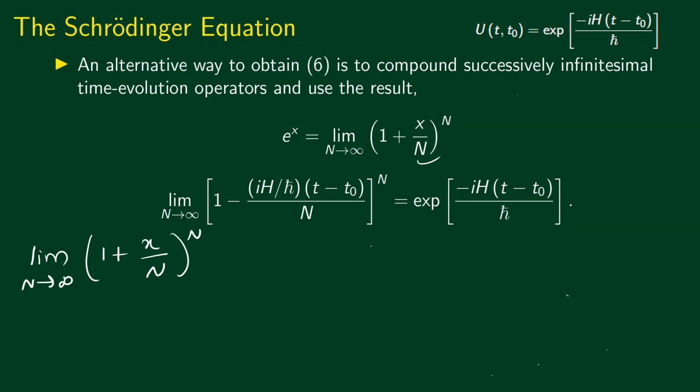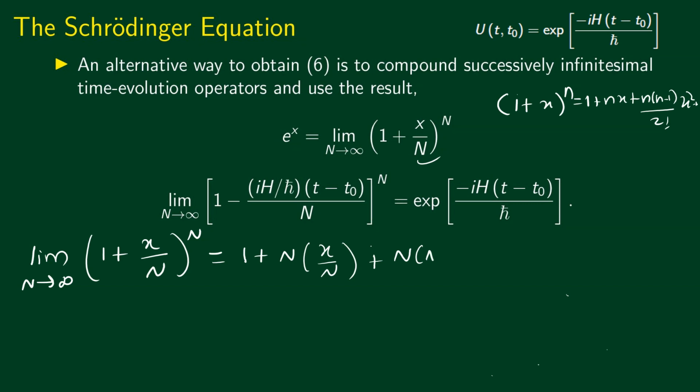Now when n tends to infinity, that means that this x by n here is very small. We can use the binomial expansion. The binomial expansion says that if x is small, 1 plus x whole raised to n is equal to 1 plus nx plus n into n minus 1 by 2 factorial x square plus etc. This is called the binomial expansion. So let's use it here. This will become 1 plus n multiplied by x divided by n plus n into n minus 1 divided by 2 times x by n square plus etc.